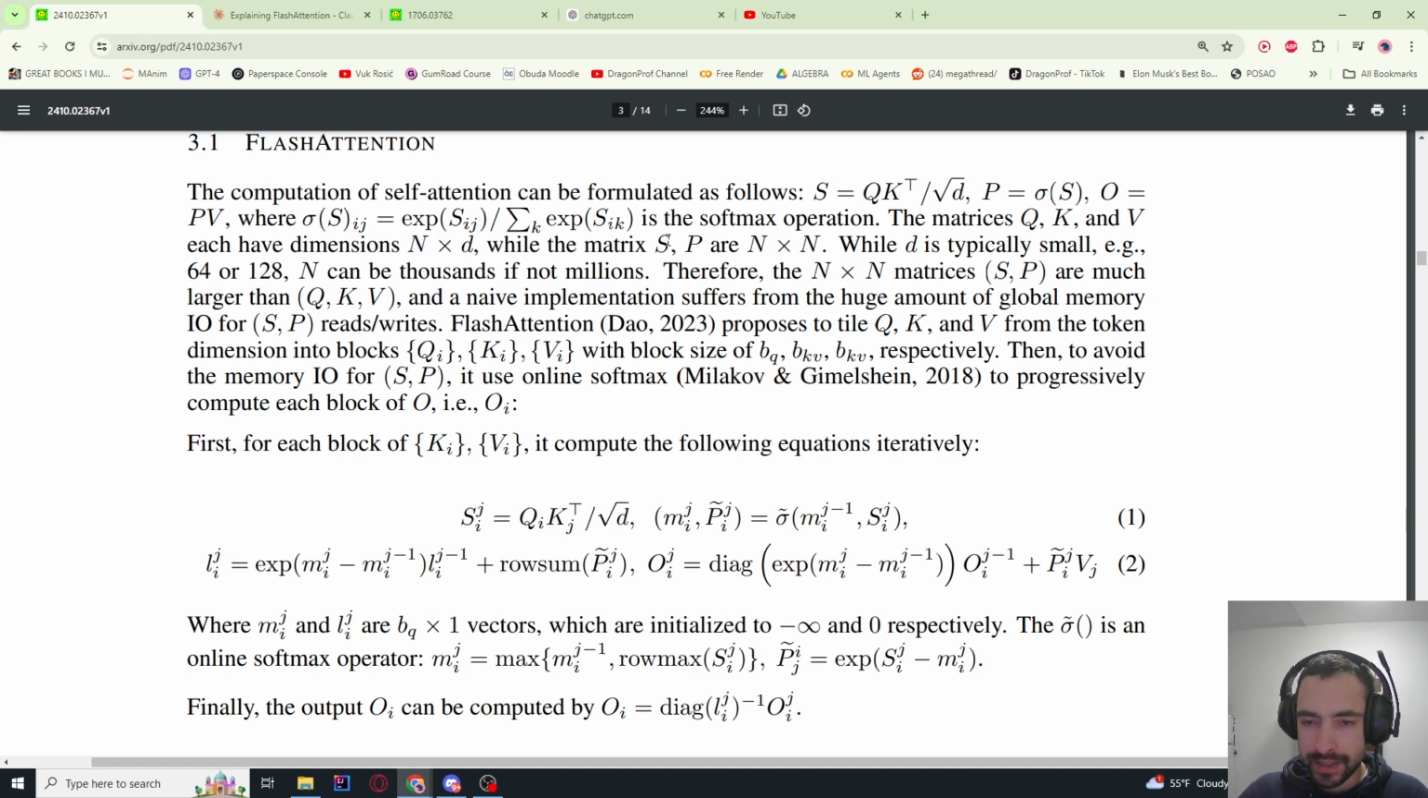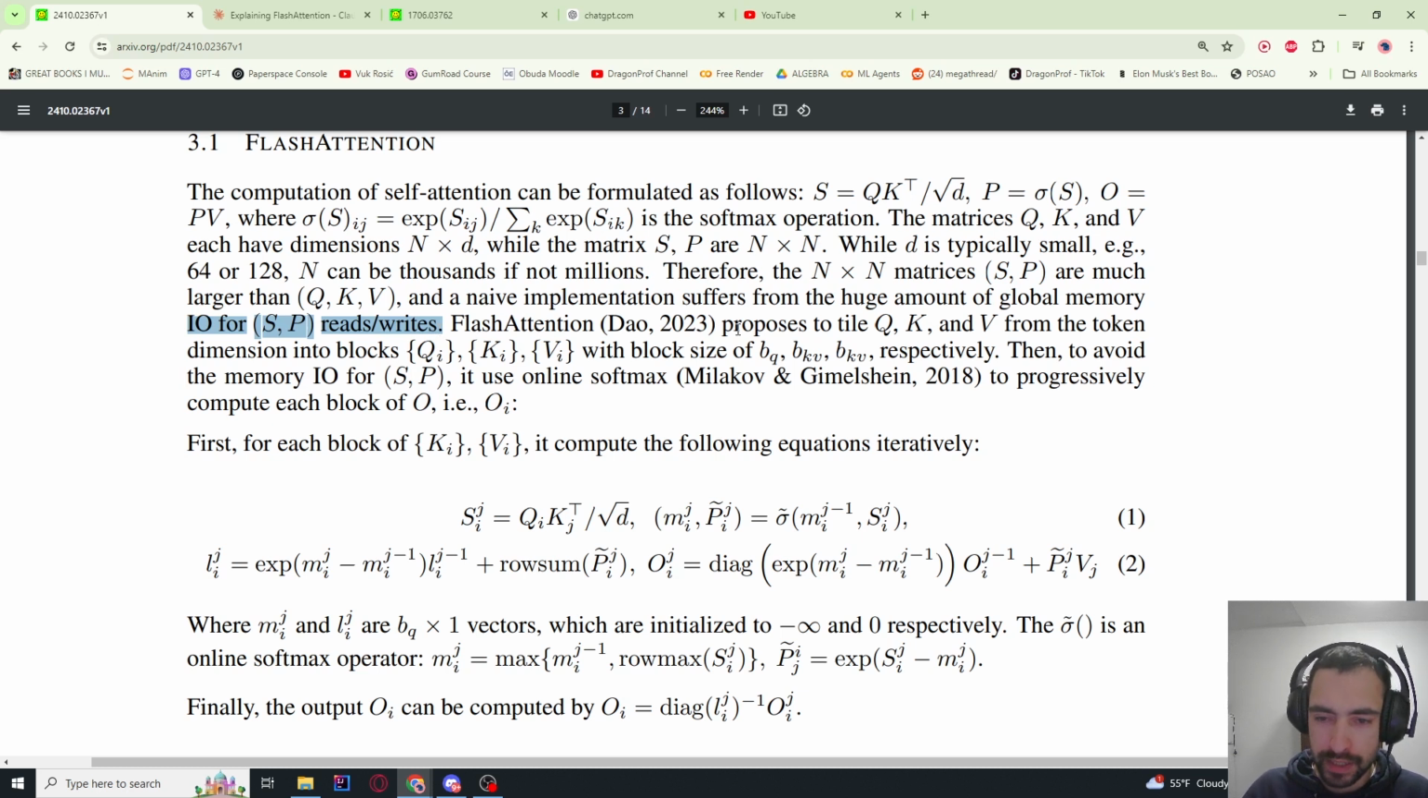While the matrices S and P are n times n, so this is where you can see these matrices are going to be huge, because this can be like a million times a million. Therefore S and P matrices suffer from a huge amount of memory reads and writes.